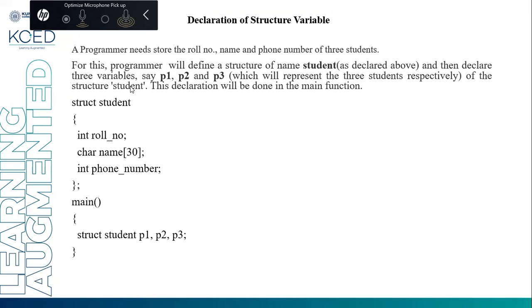P1, P2, P3 are the structure variables of the structure student. This declaration will be done in the main function. If you want to declare a structure variable in the main function, you have to give the keyword struct, followed by the structure name and then the structure variable.